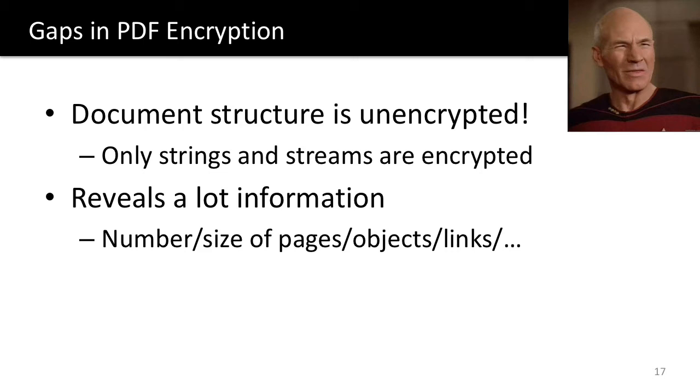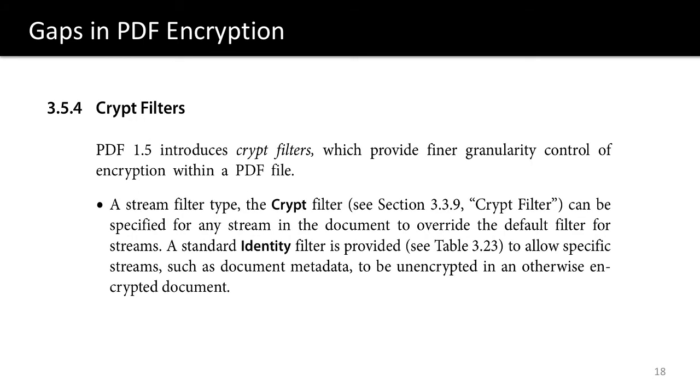Let's once again have a look at the standard. So in 2003, PDF introduced crypt filters in order to provide a finer granularity control of encryption within a PDF file. What does that mean in practice? It means that not all content streams in a document have to be encrypted. You can create a document of which some content streams or strings are encrypted and others are not. There may be legitimate use cases for this.